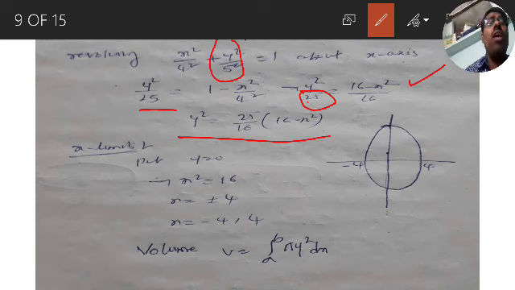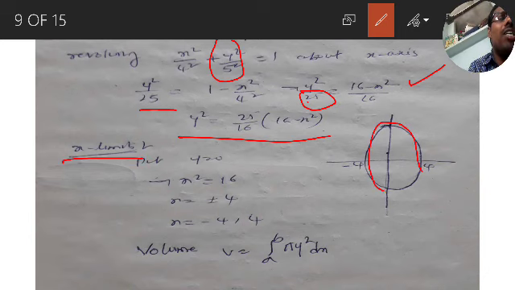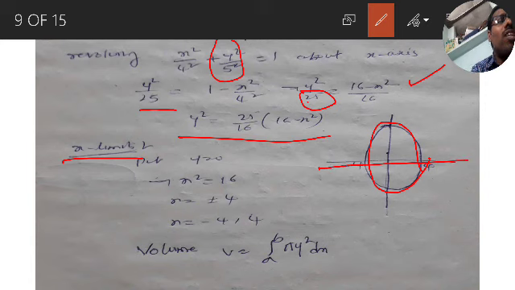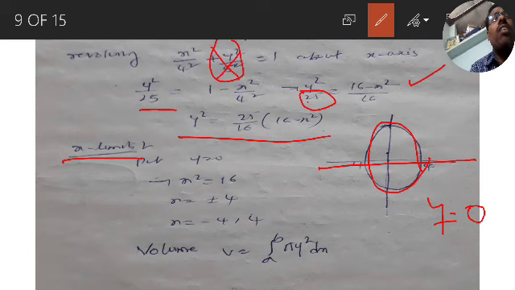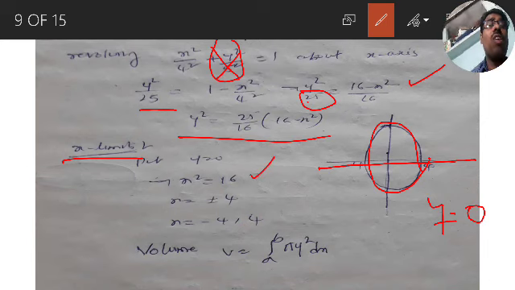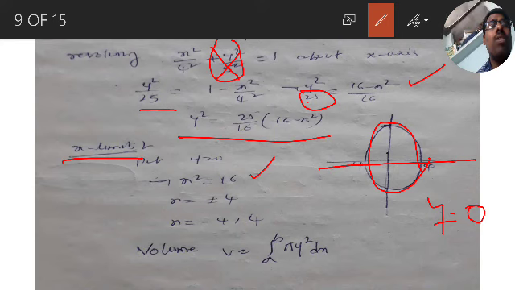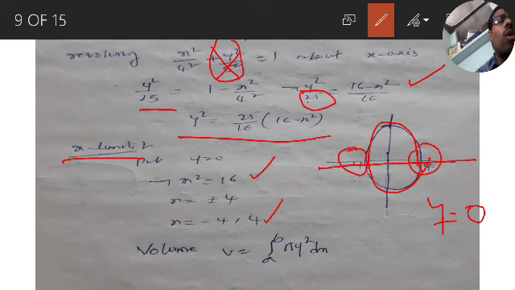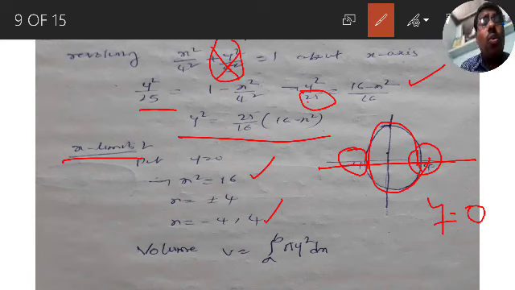Now let us find the limits. So the x limits: where this ellipse meets the x-axis means y is equal to 0. So put y equal to 0 in the ellipse. So what will we get? This becomes 0. Then x square by 4 square equal to 1, that is x square is equal to 4 square, that is x square is equal to 16, that is x is equal to plus or minus 4. So the x limits are minus 4 to plus 4. So you got the limits and you got the y square value.